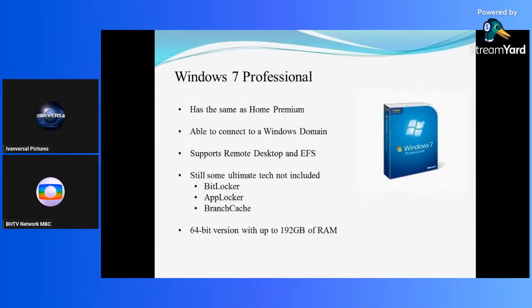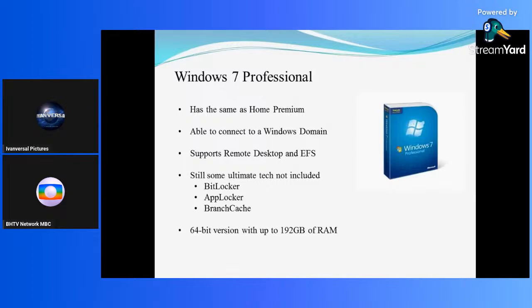The next version is Windows 7 Professional. It has the same functionality as Home Premium, but it also has the capability of connecting to a Windows domain. A Windows domain basically is a Windows server with a number of computers connecting to it so that vast amounts of information can be shared. This also supports remote desktop and also EFS, which is Encrypting File System. This allows you to give each file its own encryption.